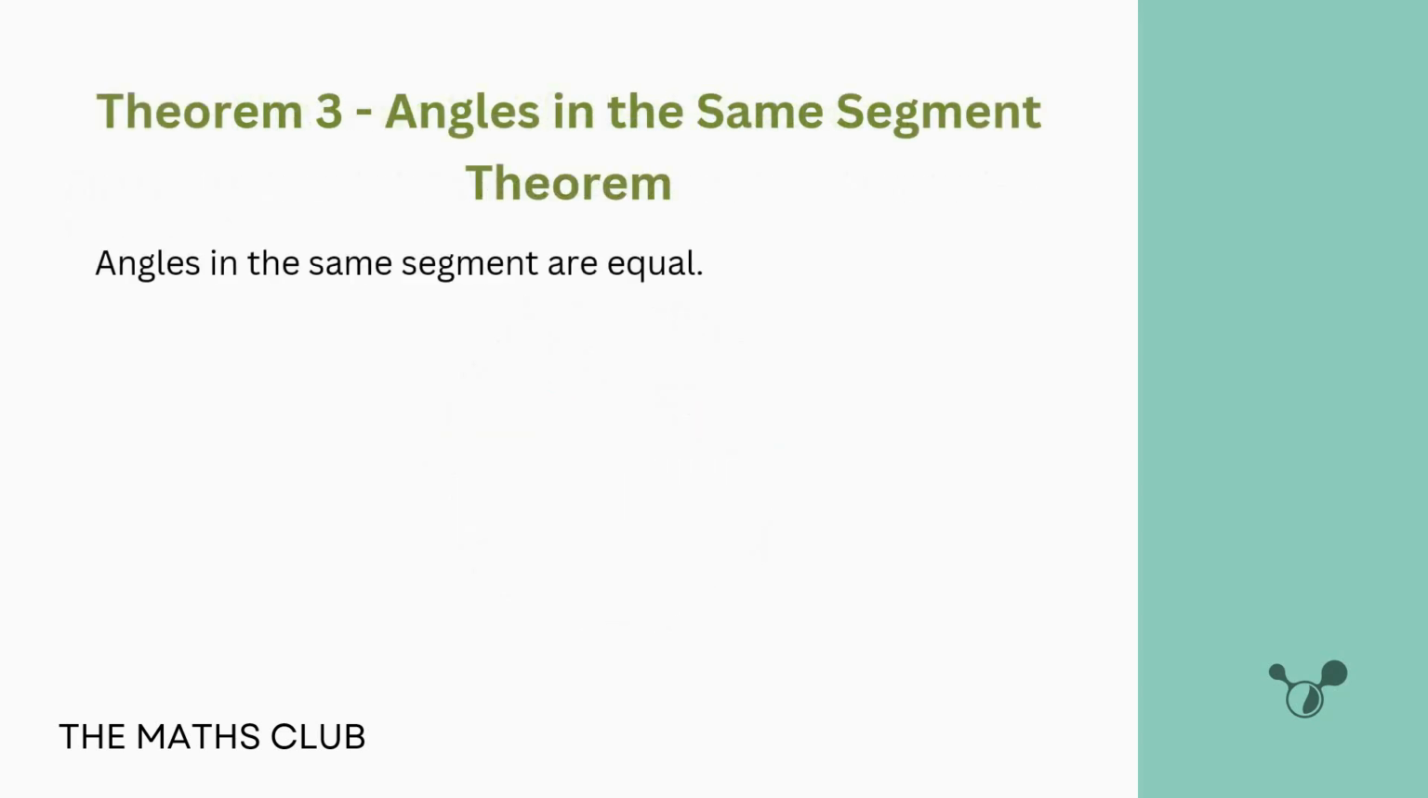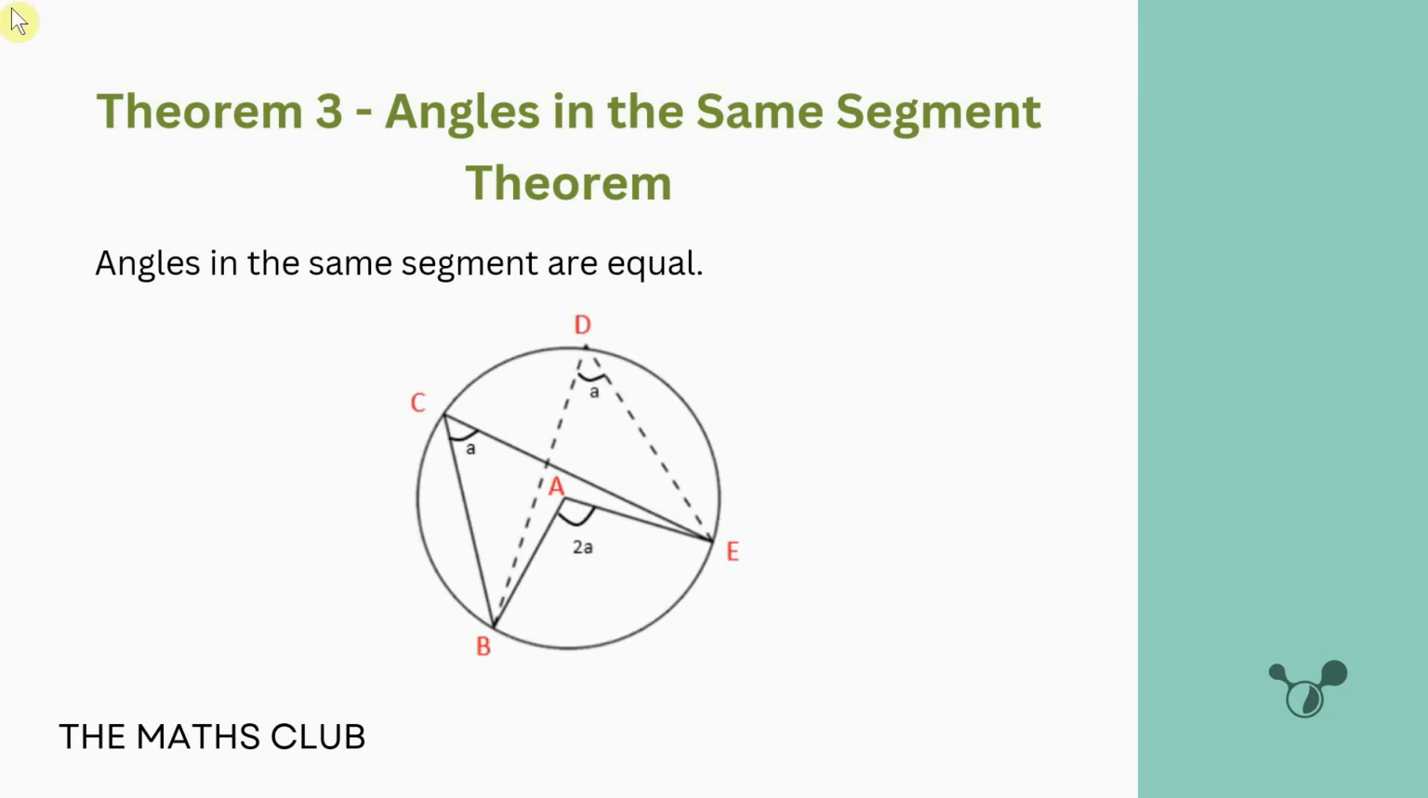Theorem 3 states that angles in the same segment are equal. These are angles in the same segment theorem. So let's see. Can you see this? Just like theorem 1. See this first one. Can you see the V? See the V here.